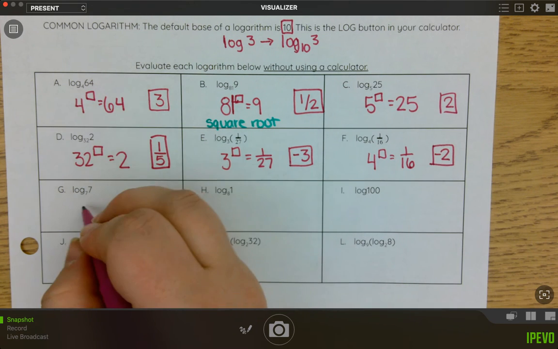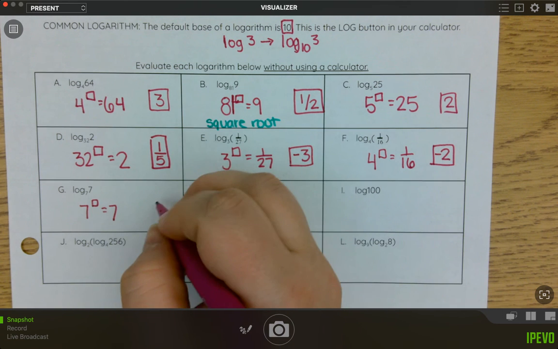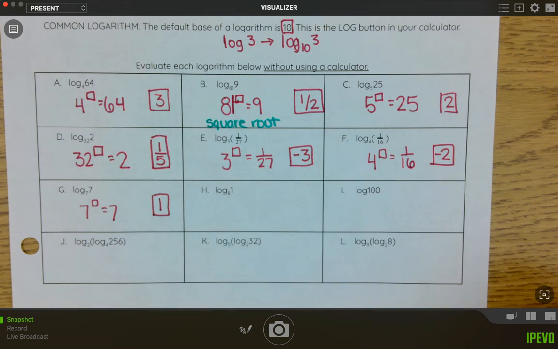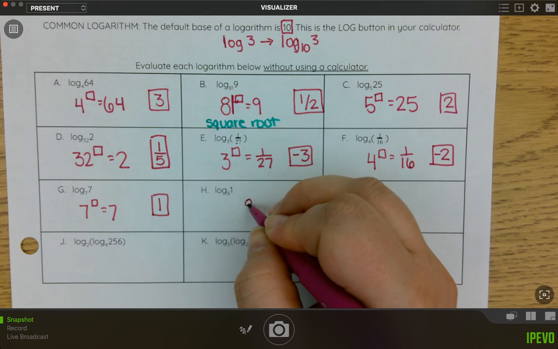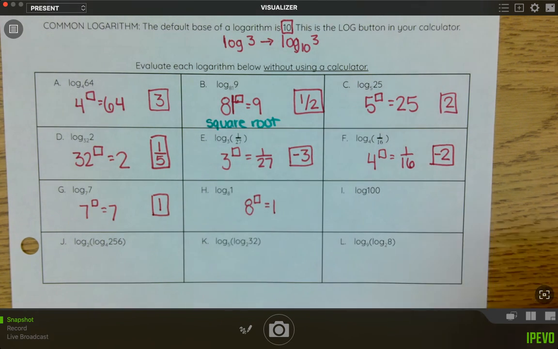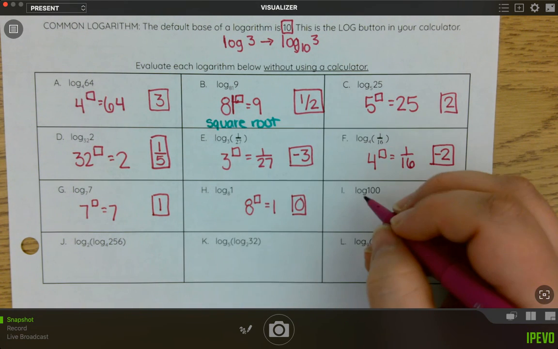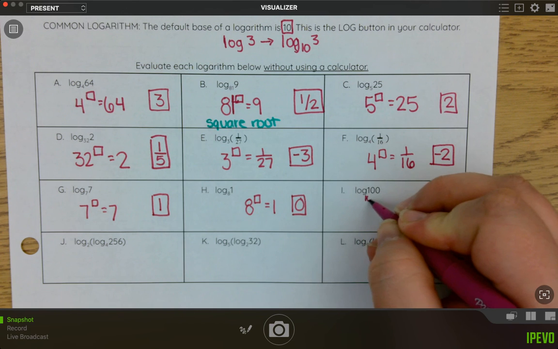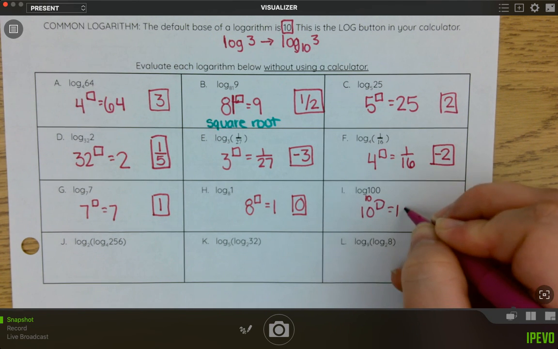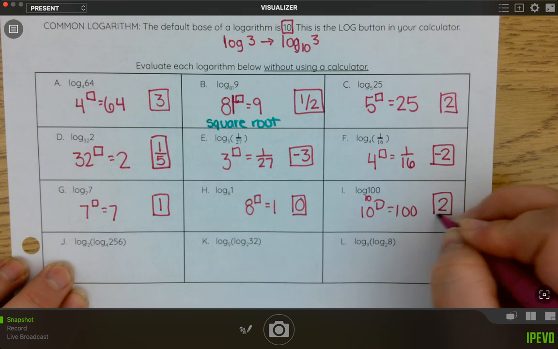Okay, 7 to what power is 7? The first power, guys. If a number doesn't change, it was taken to the first power. And 8 to what power is 1? 0. Anything to the 0 power equals 1. And then this is where that imaginary 10 comes in. 10 to what power is 100? Hopefully you know that 10 squared is 100.